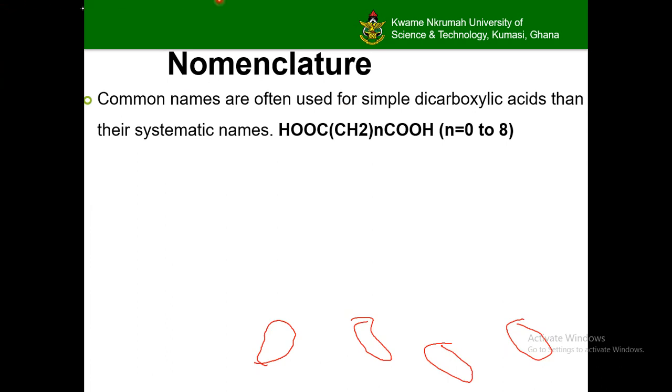Now, nomenclature. We are saying that the compounds have common names, which are mostly used. And it is worthwhile for you to learn all the common names from n equals 0 to n equals 8. So we have to know all of them so that if I mention oxalic acid, you should know that it is ethanedioic acid. Very simple. Good. So that is it. Let's take note of all their common names.